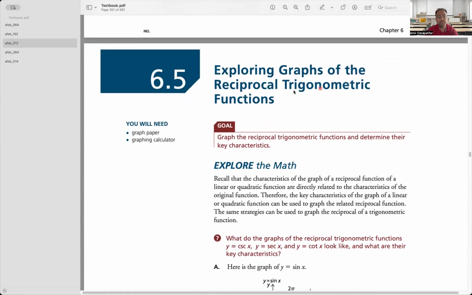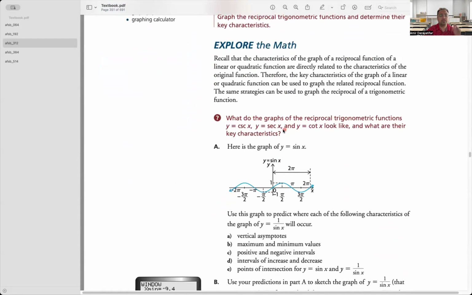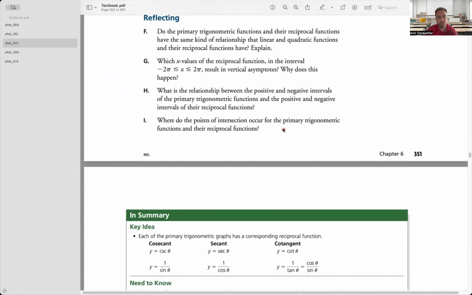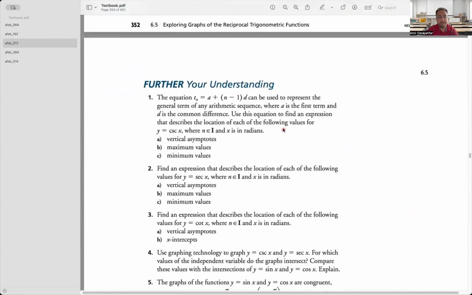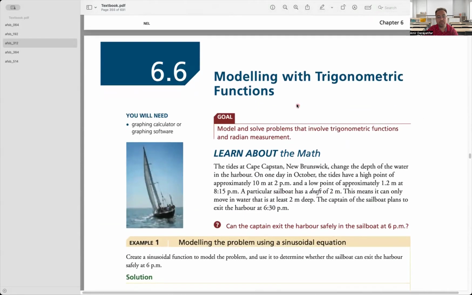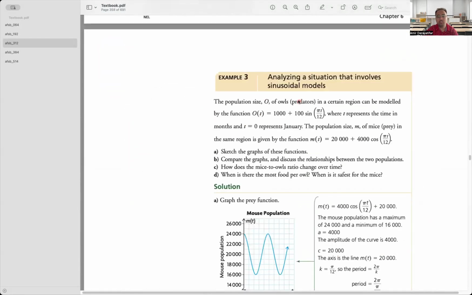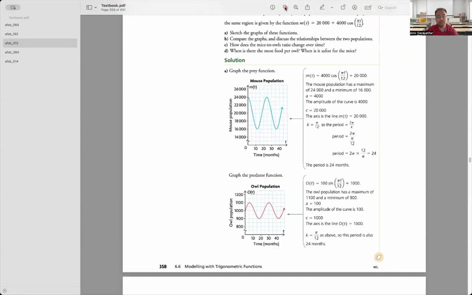Exploring graphs of the reciprocal trig functions is going to be new for everybody. That would be secant, cosecant, and cotangent. I'm going to talk about it quickly now. And then we're going to cover transformations of trig and then application questions. So let me share my screen on the whiteboard.